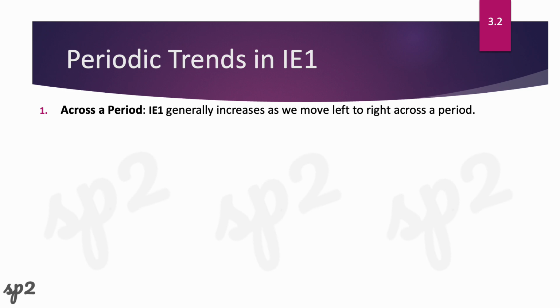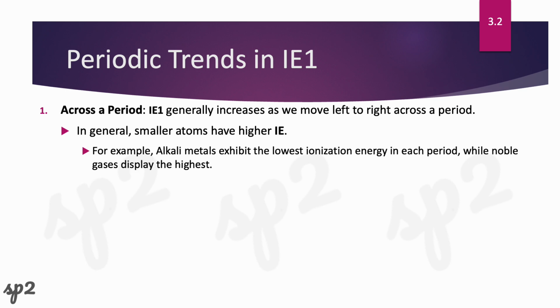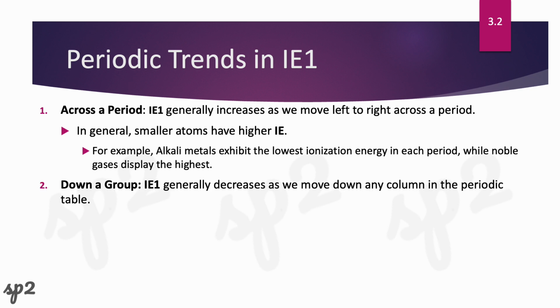Okay, so looking at the periodic trends for our ionization energy. If you're moving from the left to the right side in a period, the IE generally increases, and that is mainly because the size is getting smaller, right? So you would have a stronger pull on your valence electrons, and therefore it needs more energy to remove that. For example, your alkali metals are going to have the lowest ionization energy in each period, but the noble gases are going to have the highest one. It takes the most amount of energy to remove an electron from a noble gas.